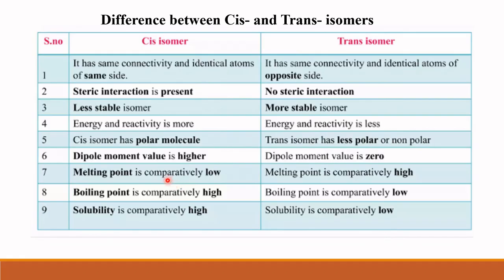The melting point of the cis isomer is comparatively low and the melting point of the trans isomer is comparatively high. Boiling point of the cis isomer is comparatively high and boiling point of the trans isomer is comparatively low. Solubility of the cis isomer is high, whereas the solubility of the trans isomer is low. So these are the differences between cis and trans isomers.